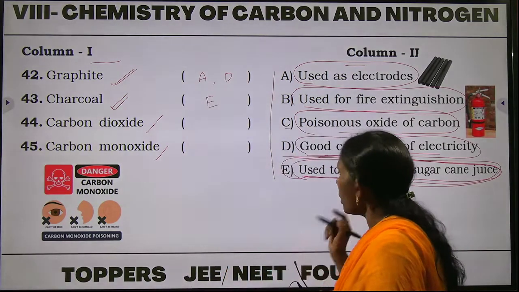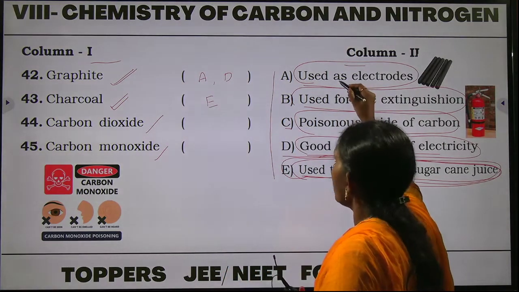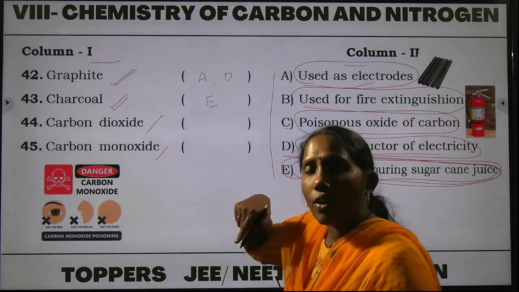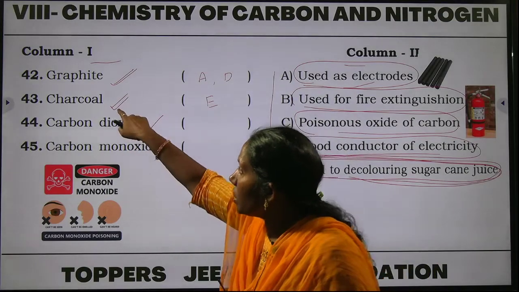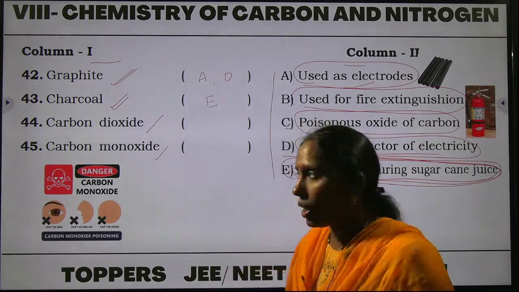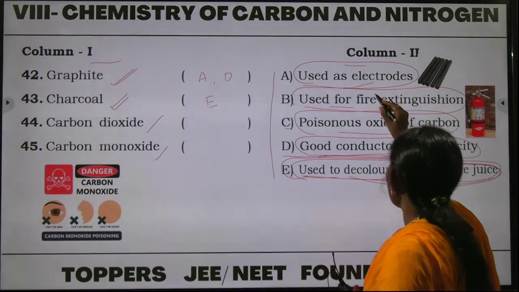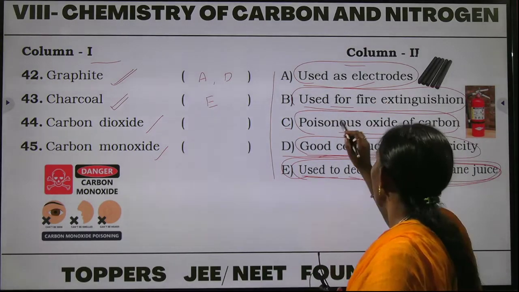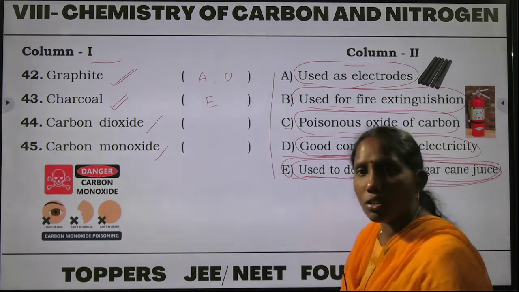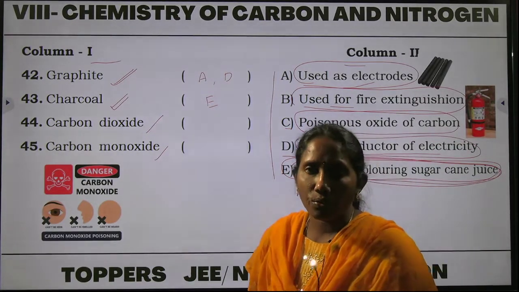Charcoal is used for this purpose. Charcoal will not be used as an electrode. Charcoal is also another form of carbon, but in charcoal form we will not use it as an electrode. And used for fire extinguishing: charcoal will not be used for fire extinguishing, it is not a poisonous gas, and charcoal is not a good conductor of electricity.